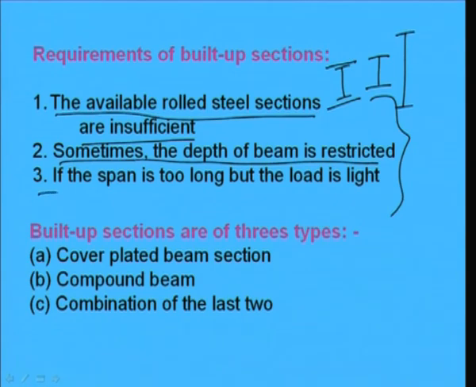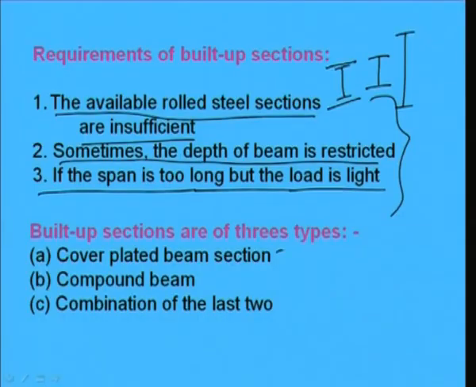Another case is, if the span is too long, but the load is light. In that case also we may have to go for a built up section, because unnecessarily we cannot provide a heavier section, because that will be uneconomic. So, to make it economic we can provide two sections with a proper configuration, so that the section modulus and the moment of inertia of the compound section become very high.